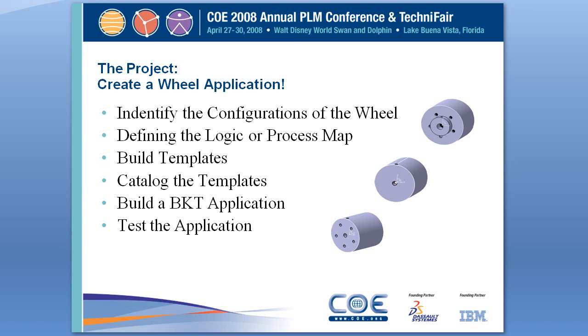But in planning to make an application, there's certain things that we should do in advance. So we should identify the configurations of this wheel. We should define a process map. We should build the templates, catalog the templates, build the application, and then test the application.